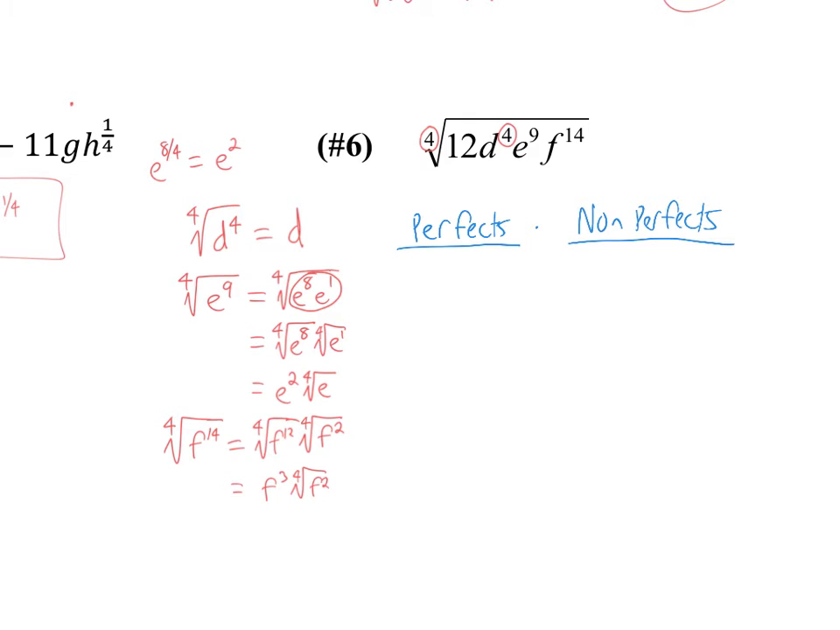Okay, so what are the perfects that go into perfect fourths, basically? Well, is 12 a perfect fourth, or no? Is 12 on your perfect card? It is not. So we're going to put 12 over here. So we're going to write the fourth root. We're going to keep this over here. So 12 is going to go over here.